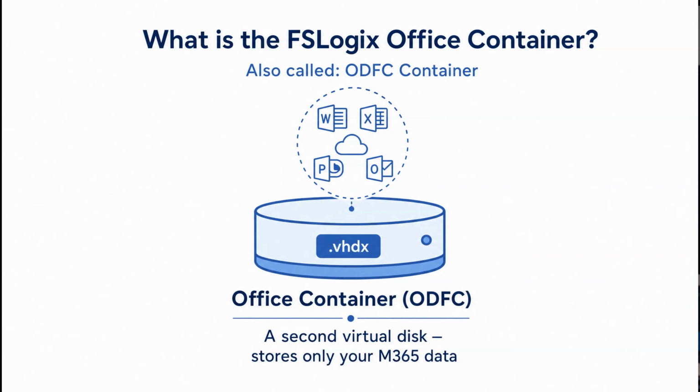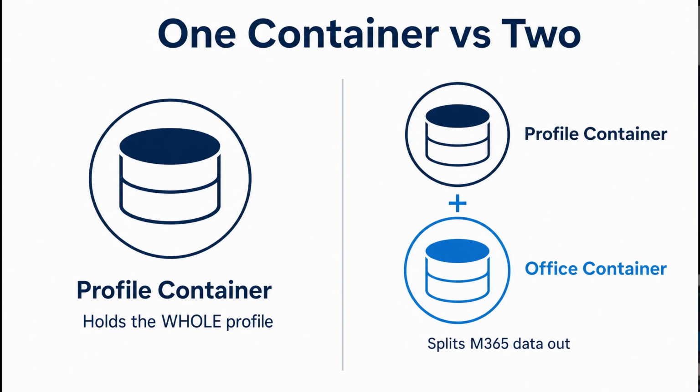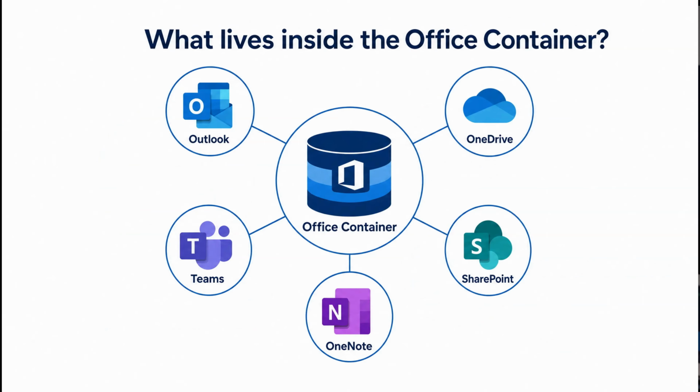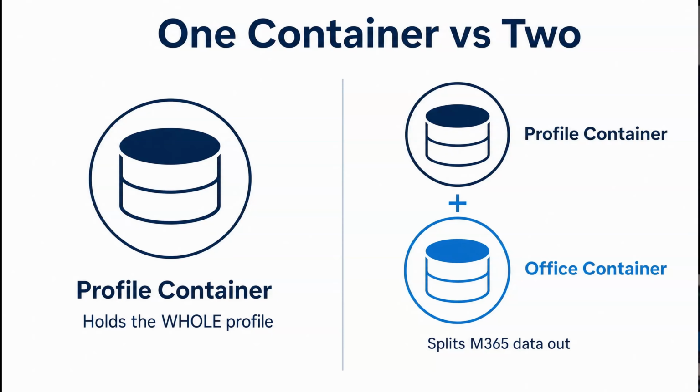All right, so first up, let's get on the same page about what this thing actually is. The FSLogix Office container, Microsoft now calls it the ODFC container, which stands for Office Data and Files Container. It's just a second version of this. Your main profile container holds the user's whole profile. The Office container pulls out only the M365 part of that profile, so Outlook, OneDrive, Teams, SharePoint, OneNote, and stores it in its own separate VHD. And that's really all it is. Two containers live instead of one.